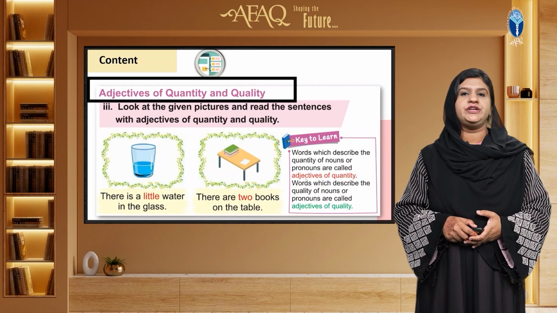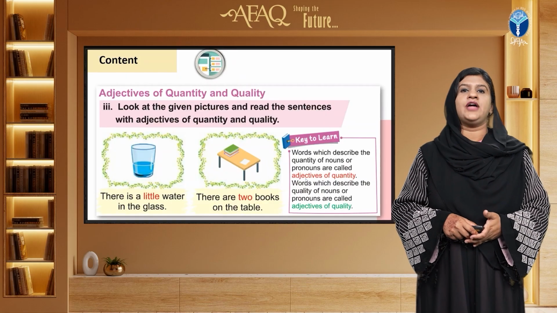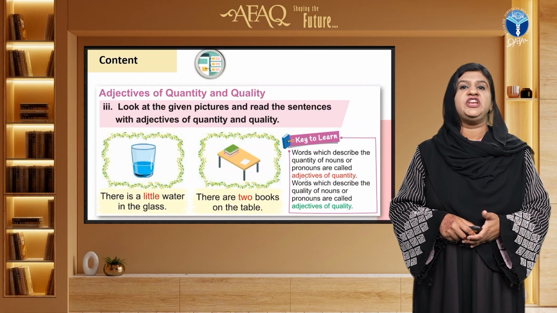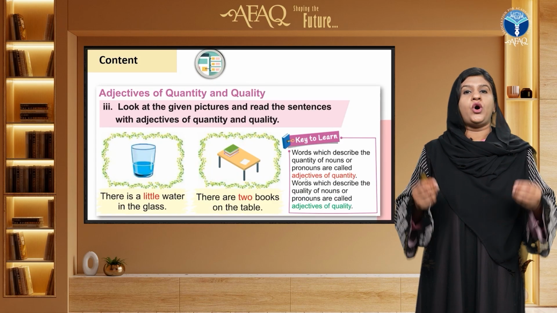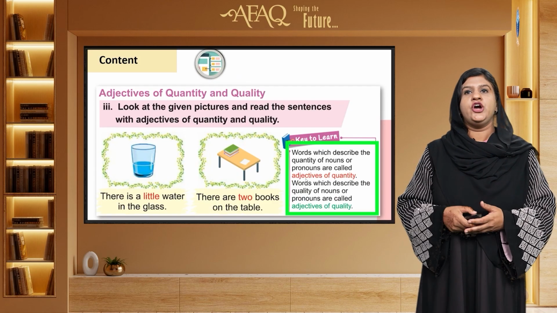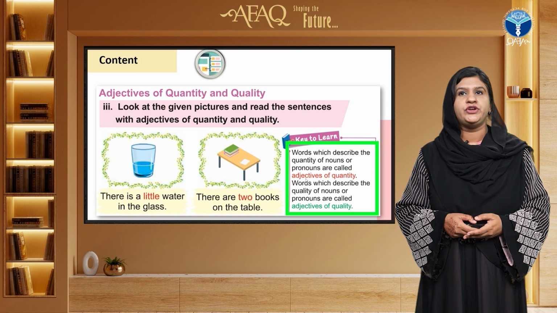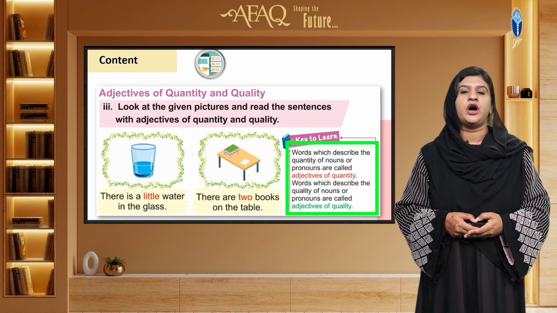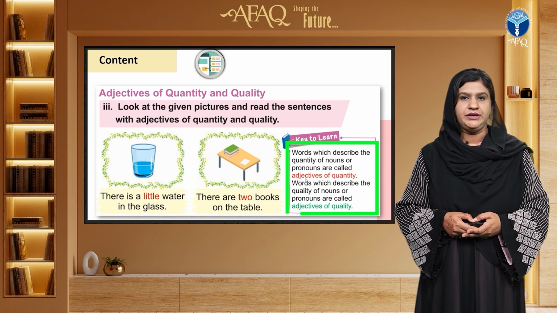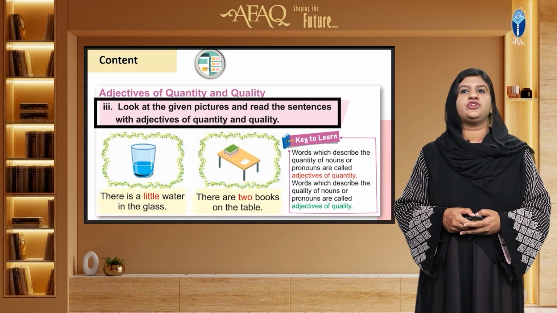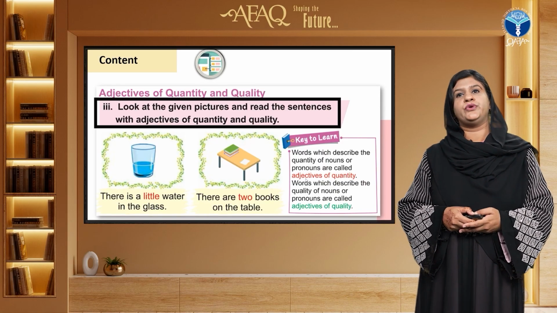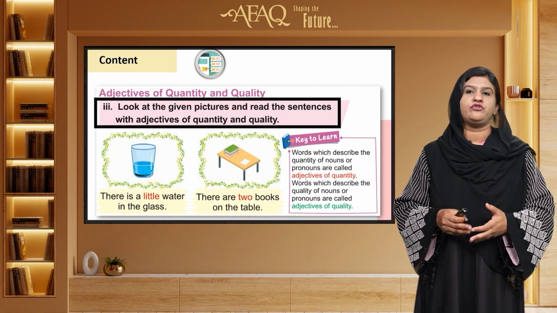Adjectives of quantity and quality. As you know, adjectives are those words which we need to describe something. So quantity means how many and quality means what they look like. So words which describe the quantity of nouns or pronouns are called adjectives of quantity, that is how many something is, and words which describe the quality of nouns or pronouns are called adjectives of quality.